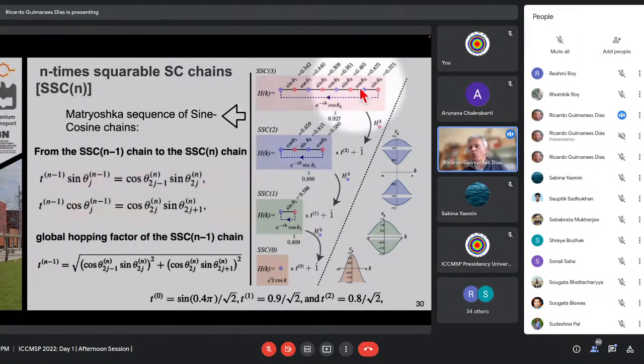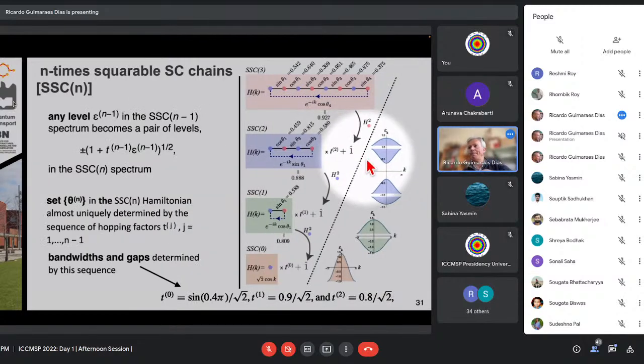So I square it once, I will get a chain that's still bipartite, still has the sine cosine form, but has uniform local potentials equal to 1. I remove this 1. And in fact, it's not exactly of the sine cosine form, because it's multiplied by this global hopping. This global hopping.